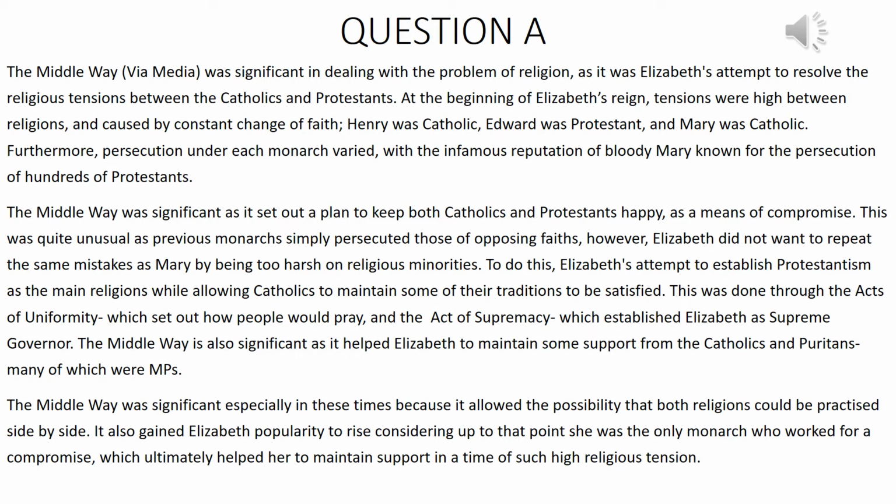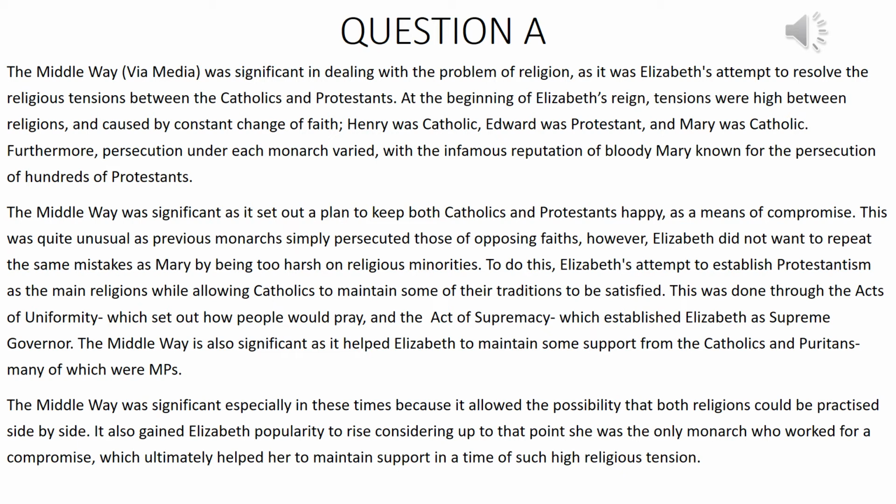To do this, Elizabeth attempted to establish Protestantism as the main religion while allowing Catholics to maintain some of their traditions to be satisfied. This was done through the Acts of Uniformity, which set out how people would pray, and the Act of Supremacy, which established Elizabeth as supreme governor.